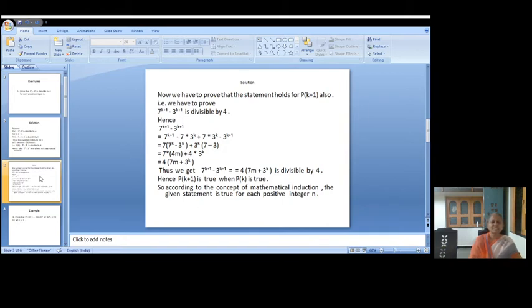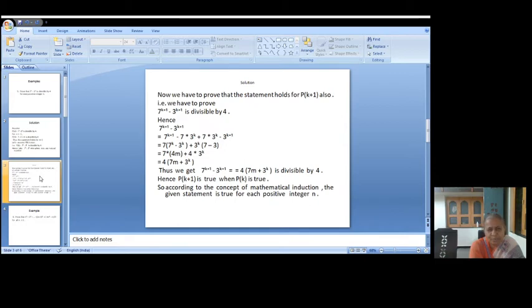Now once again we see this step, the second step. In the last PPT we have seen that the statement holds for P of k. That is, we have seen that for P of k, 7 raised to k minus 3 raised to k is divisible by 4. That's our assumption. Now then we prove that it also holds for P of k plus 1, means here we replace k by k plus 1. And that's why we have to prove that 7 raised to k plus 1 minus 3 raised to k plus 1 is divisible by 4.